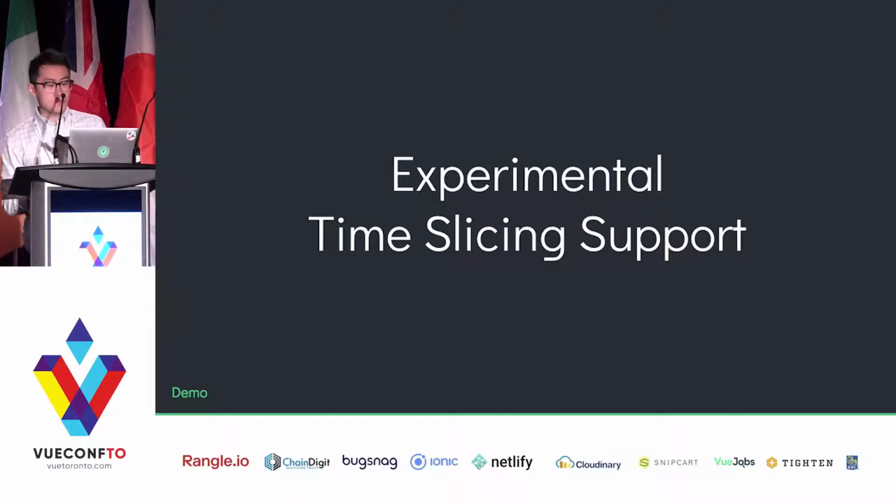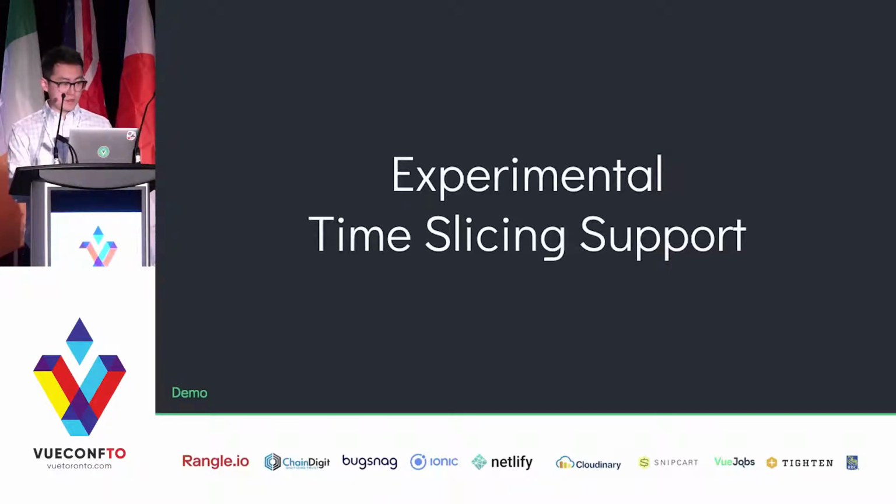Okay, experimental time slicing support. The React team also announced something interesting called concurrent React, and one of its features is called time slicing. It addresses a pain point of modern JavaScript frameworks, that they spend so much time in JavaScript, right? Although Vue is pretty fast, there are some cases that can make it slow.